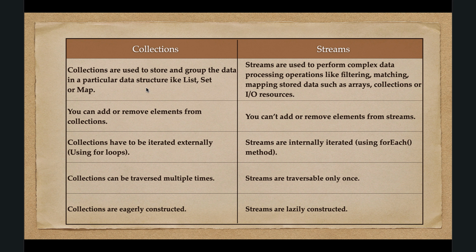Let's take a look at the next difference. You can add or remove elements from collections. On the other hand, you cannot add or remove elements from a stream. As we know, in collections we have add and remove methods, and we can use them to add or remove elements. On the other hand, you don't see any methods to add or remove elements in a stream, because we don't use a stream to add or remove elements. We use a stream to perform some operation.